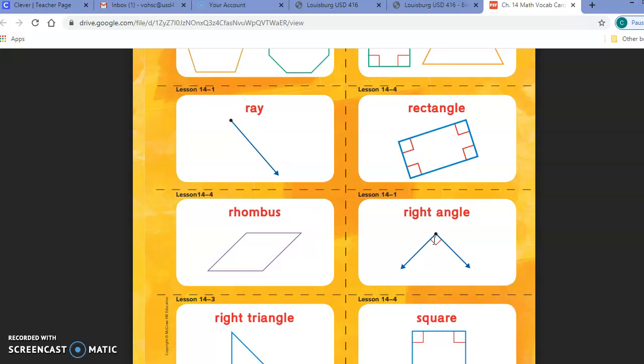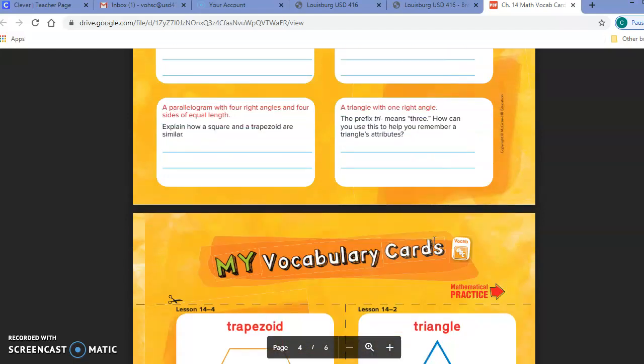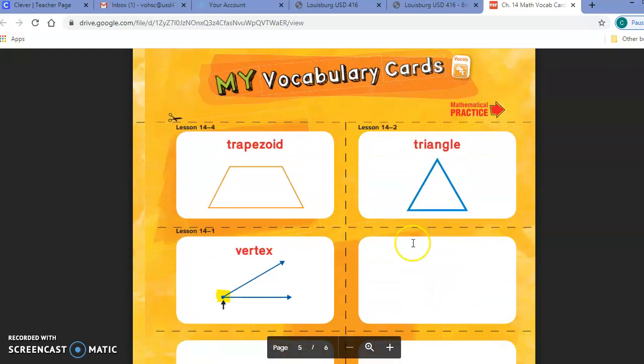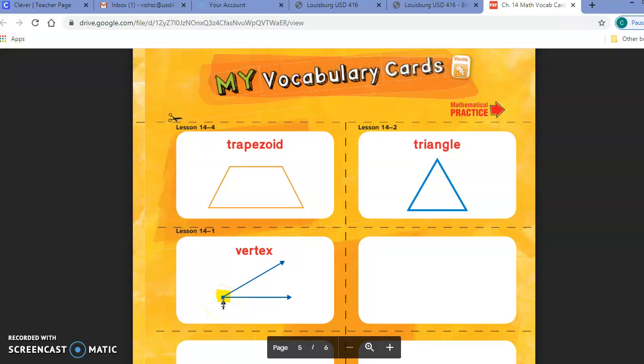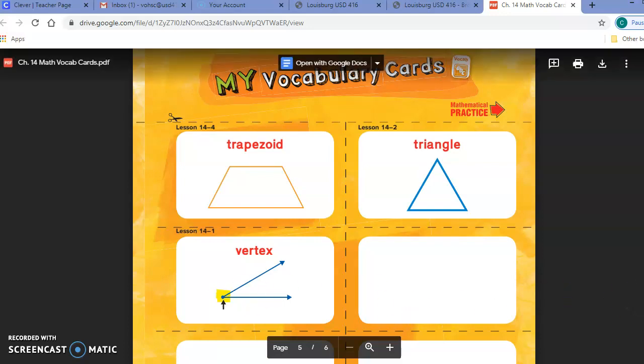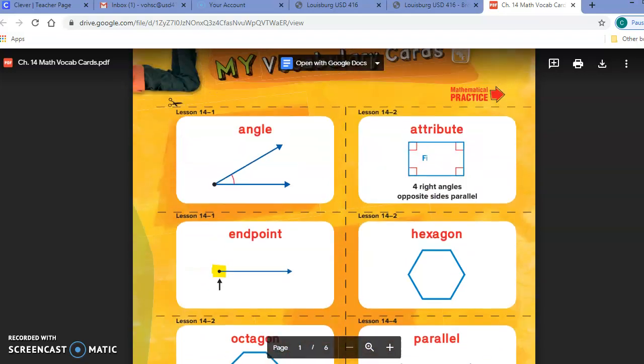Also in lesson 14.1, we are going to be talking about a vertex. And that's right here highlighted on this one. And that's the shared endpoint where two rays meet up. So those are the 14.1 vocab words. And if we come back up to the top, let's look over the 14.2.